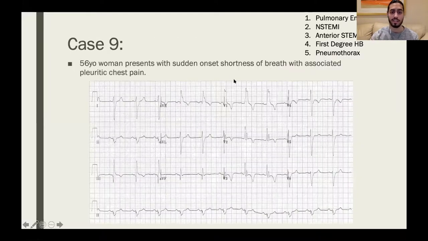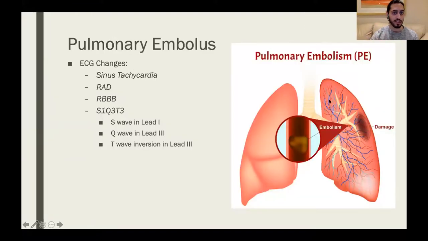If I told you someone came with sudden onset shortness of breath and pleuritic chest pain, your head would go straight to PE anyway. But just for reference, ECG changes, the commonest thing you see is sinus tachy. Then the other things you see are right axis deviation, right bundle branch block, and then this S1, Q3, T3 thing, in that order of how common.